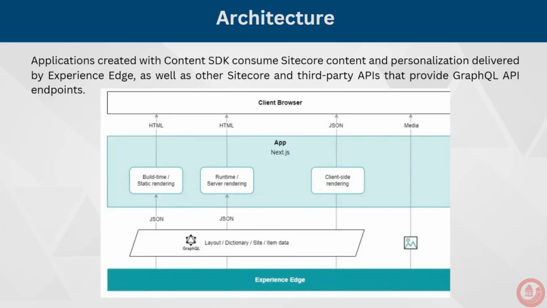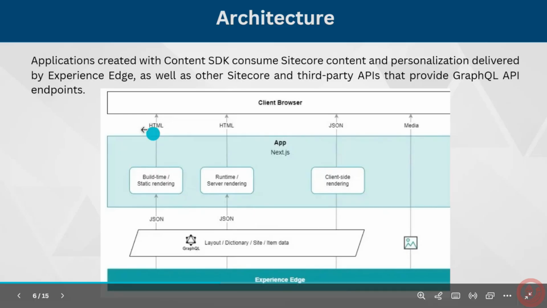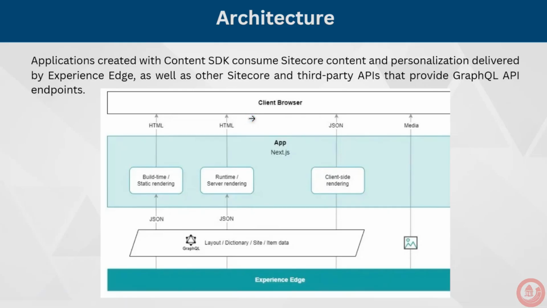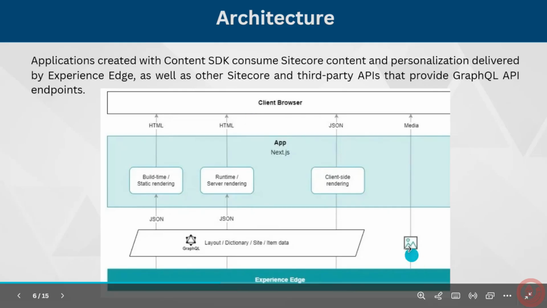First one is the build time or the static rendering. Second is the server rendering, and the third one is the client side rendering. All of it fetches the data in the JSON format from the Experience Edge and it converts the data into the HTML format, which then gets rendered in our client browser. Media files can be directly passed from Experience Edge to our client browsers.